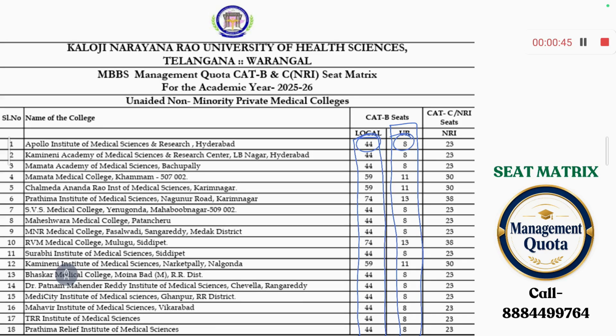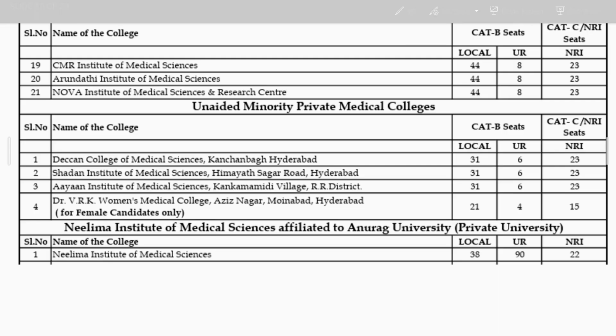That is the reason that when you see the non-local cutoff, the cutoffs were very, very high for the non-locals, and for locals the cutoff has gone up to the rank of 5,46,000. If you see the same fee structures in Karnataka, generally it will go to 1,50,000 rank even for the local students, because here in Karnataka you do not have that much reservation for the locals. If we look at other colleges like CMR, Nova, Arundhati, you are going to get the same type of things.